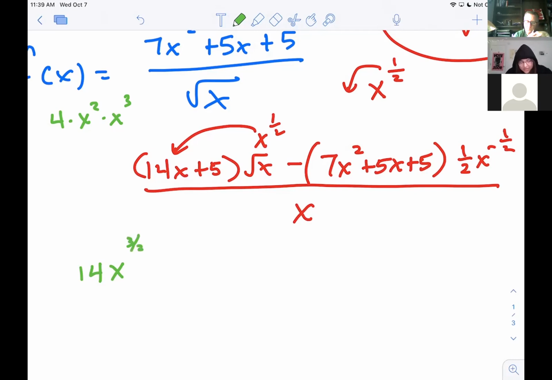Plus 5x to the 3/2. Not 3/2. The 5 doesn't have an x. Oh. So it'd just be to the 1/2. Yep. That takes care of that. And now you've got even worse. You've got minus everything.